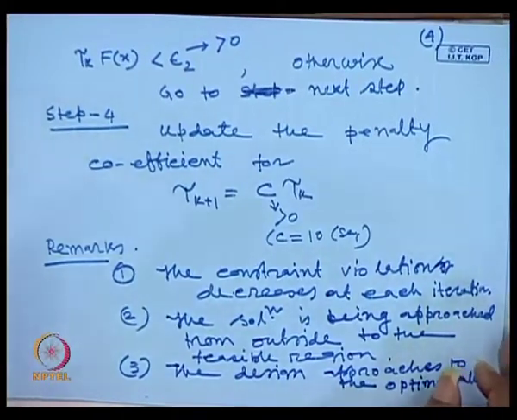As we go on increasing the iteration, it indicates that the constraint violation decreases, and next we can observe we are approaching from the infeasible region towards the feasible region, and ultimately we will approach the optimum value of the function, the optimal point where the optimum will occur, that we will achieve.